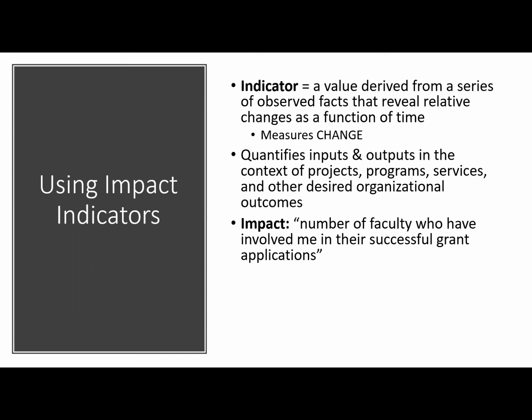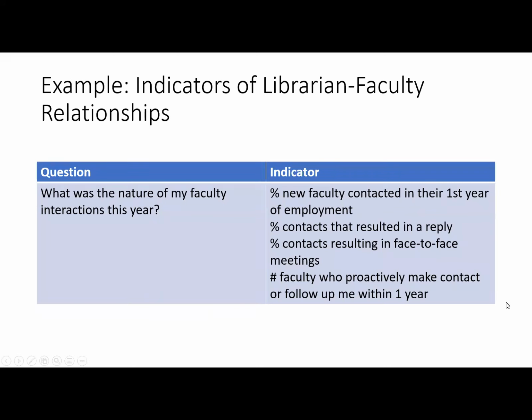So an example of impact could be the number of faculty who have involved me in their successful grant applications. A successful grant application is an impact, and an indicator of that would be the number of faculty who have involved me. So there's just a simple example of that. Here's some more examples.